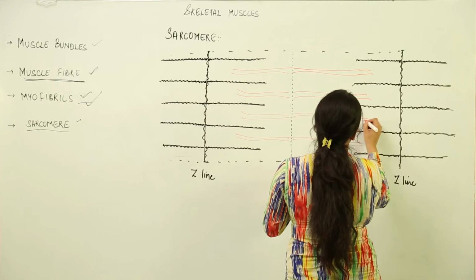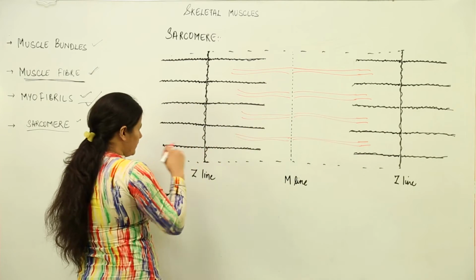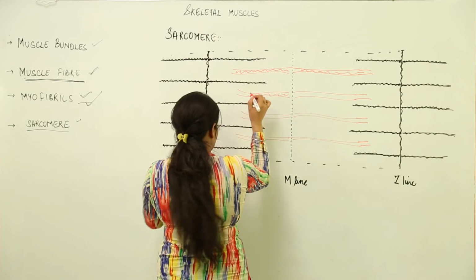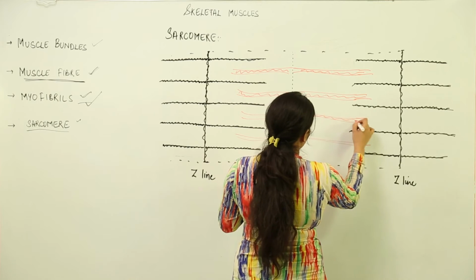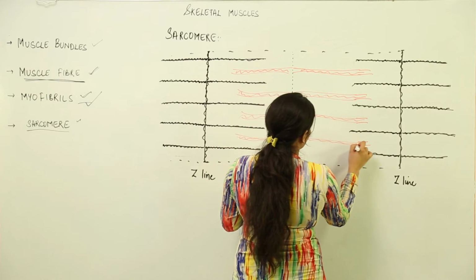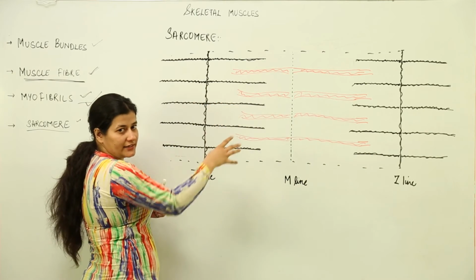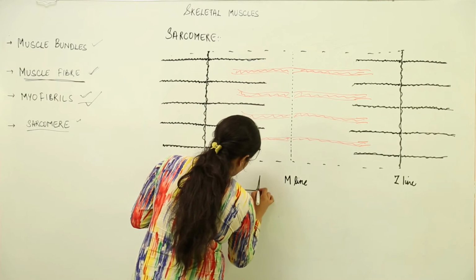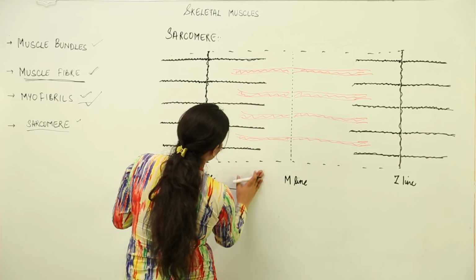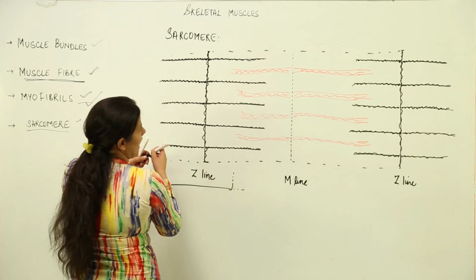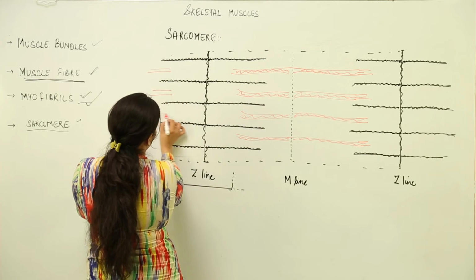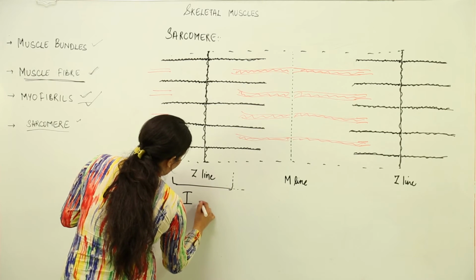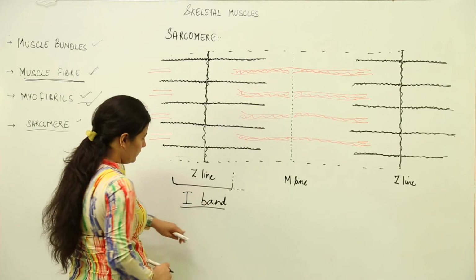Now, what is light, what is dark? Let us see that. This part is myosin. Because we discussed that actin filaments are isotropic and light, this particular part is that part which does not have myosin present, the part having only actin. See this, myosin would have come from the other side over here as well. So this zone where there is only actin is known as the I band. Okay, this is the I band.